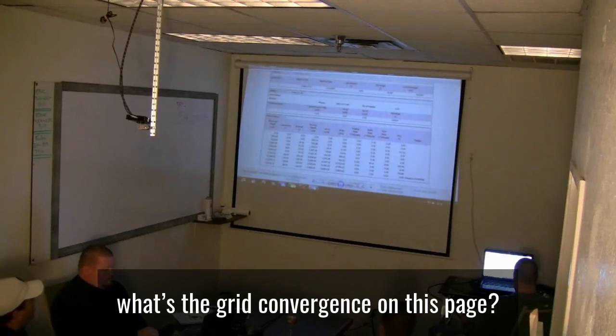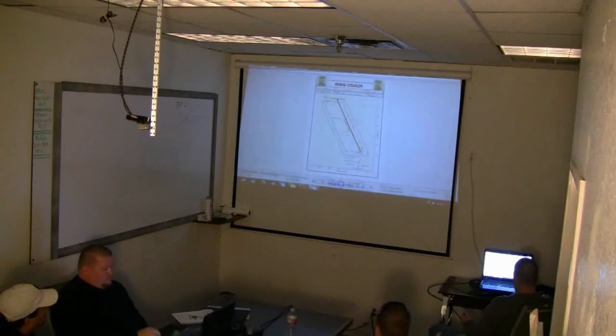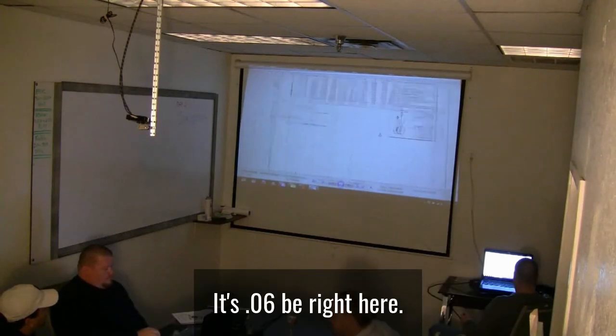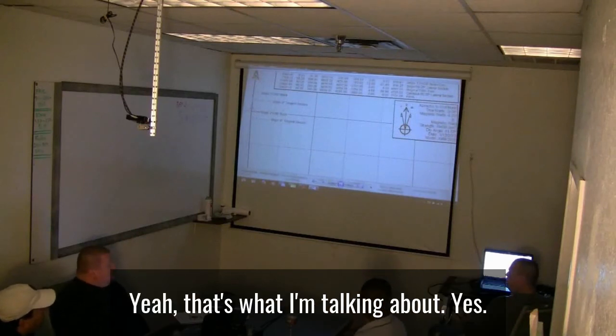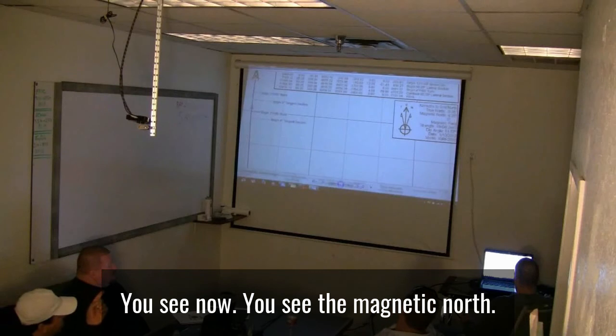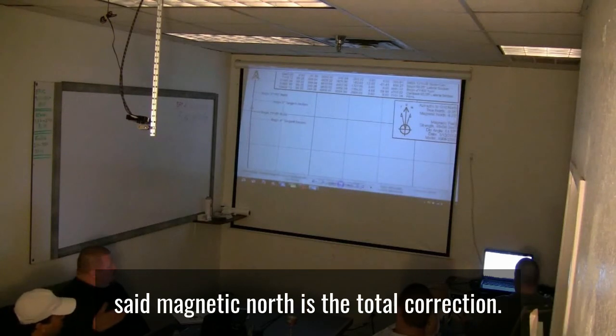What's the grid conversion at the top? It says 0.9 or something? 0.06. See right here? Yeah, that's what I'm talking about. Now, you see the magnetic north, that's what the coordinator said. I said, what's the total correction? He said, magnetic north is the total correction. I said, how come?